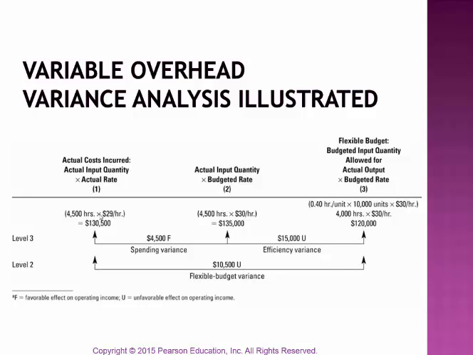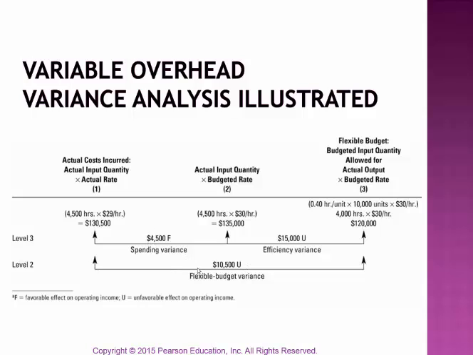Based on our total actual cost, we have $130,500 total that was incurred, whereas what we expected was $120,000. All right, the difference between those two right there is the flexible budget variance, like we have already discussed numerous times now. But it can be broken down into the efficiency variance and the spending variance.